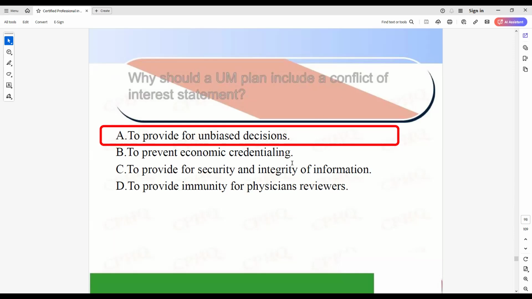Economic credentialing means you give them some credentials, some qualifications in economic management of something, but it doesn't have much to do with this. And providing for security and integrity of information does not really affect it, because the information is provided by the people responsible for the utilization management. And providing immunity for physician reviewers is also not related to this.